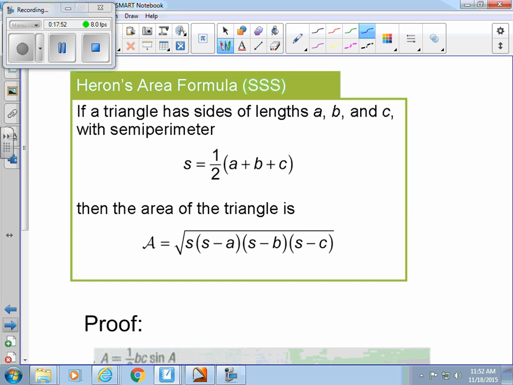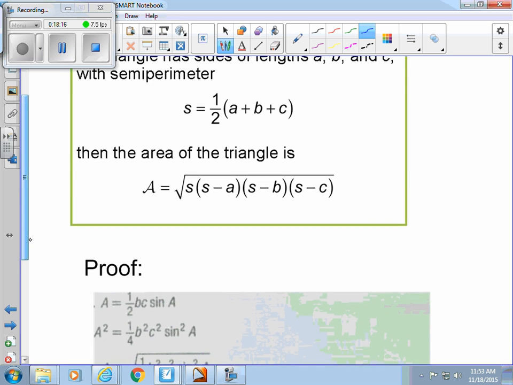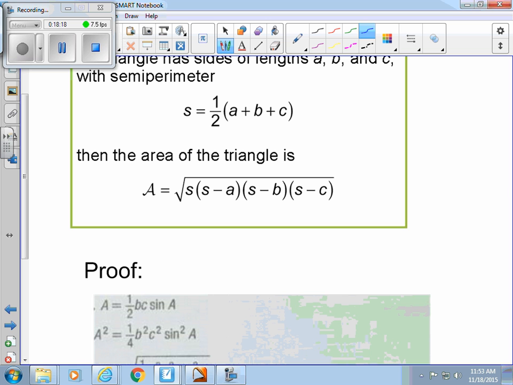And so the area is the square root of the semi-perimeter times the semi-perimeter minus A times the semi-perimeter minus B times the semi-perimeter minus C. Multiply all those together, and that is the area of the triangle. I do have a proof of this formula. I did the proof of the other one. Hold on, let me make sure y'all have it, if you don't have time to write it.